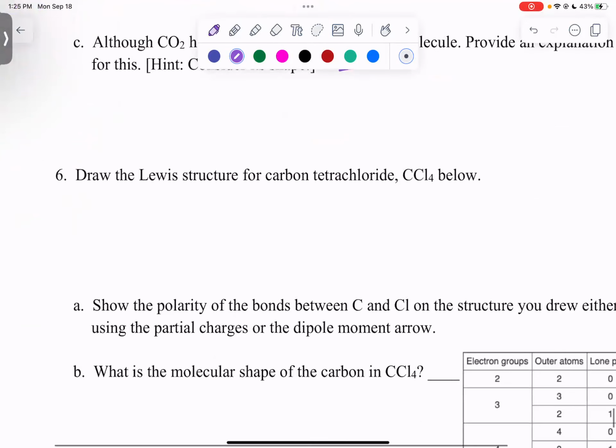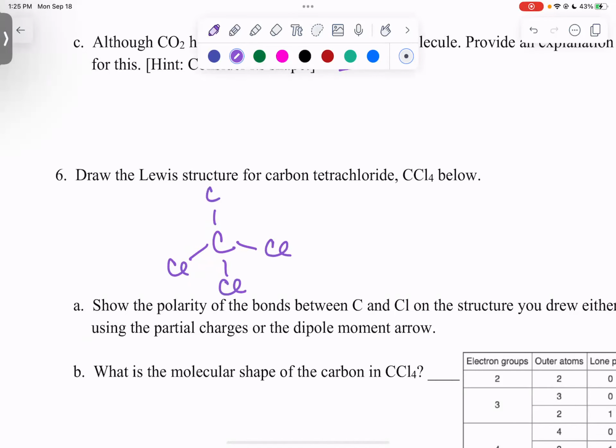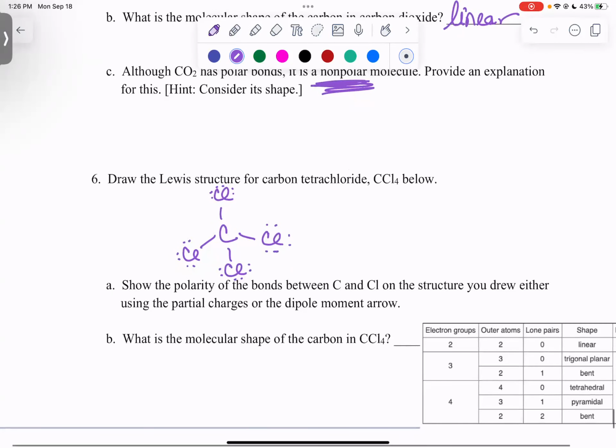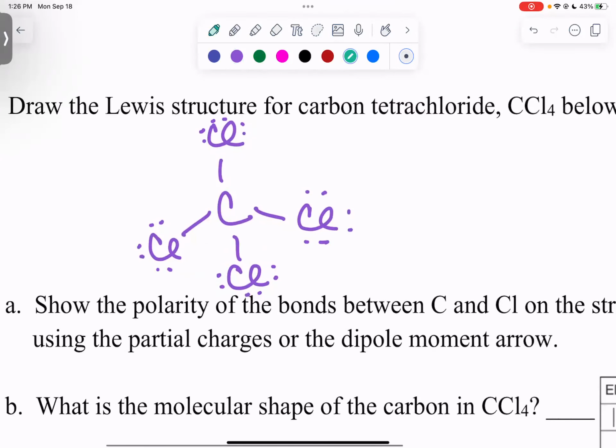Draw the structure for carbon tetrachloride. So carbon, Cl, then we have to put lone pairs. Draw the structure, we did that. Show the polarity of the bonds. Okay, so let's show our bond polarity. Who's more electronegative? The chlorines are more electronegative.